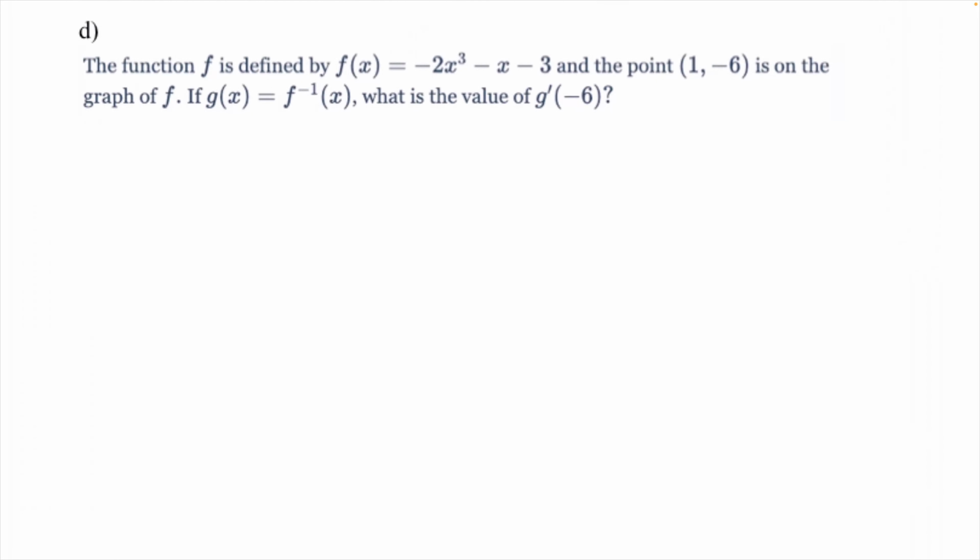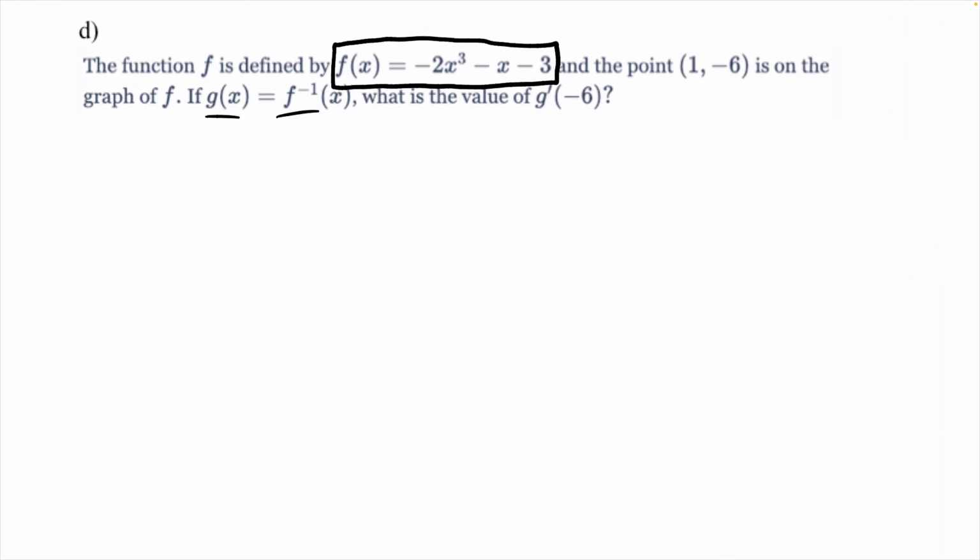Okay, so the function f is defined, they give us f, and they give us a point on f. So that point is on f. It's not on the inverse, it's on f. And again, g is the same as the inverse of f. What is the value of g prime of -6? Okay? So they've given us the equation, right? We have to do the steps. So this one we're going to have to do the steps.